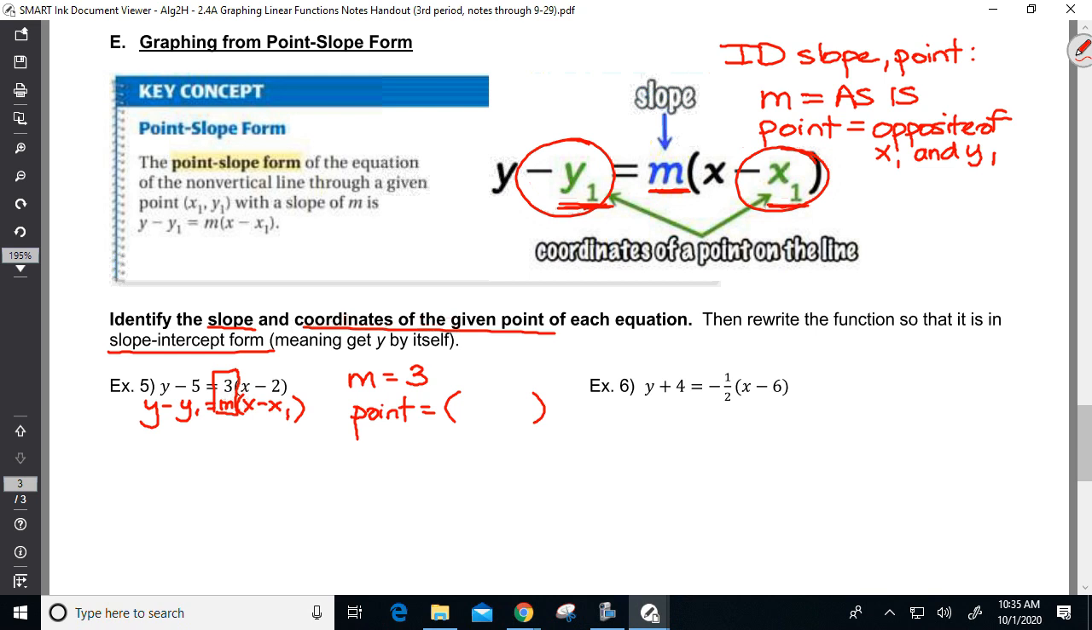So for the point, we take the opposite of the x1 and y1 values. X1 right now is minus 2. The opposite of minus 2, positive. Y1 is currently negative 5. The opposite of negative 5, positive 5. You take the opposite of what it started out as. Any questions before we continue?